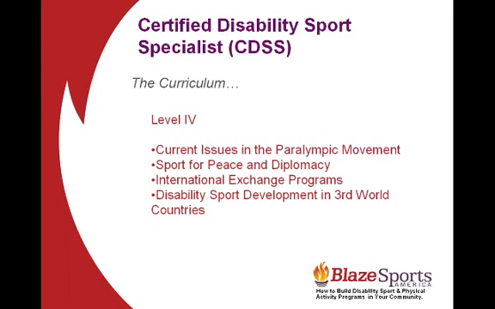If someone pursues the CDSS Level 4, the highest level of certification, the candidate will study subjects necessary for leadership on the international level. Level 4 topics include current issues in the Paralympic movement, sport for peace and diplomacy, international exchange programs, and disability sport development in third world countries. Upon completion of the Level 4 program, the individual is certified as possessing the skills and knowledge necessary to serve as a global leader in the Paralympic movement.